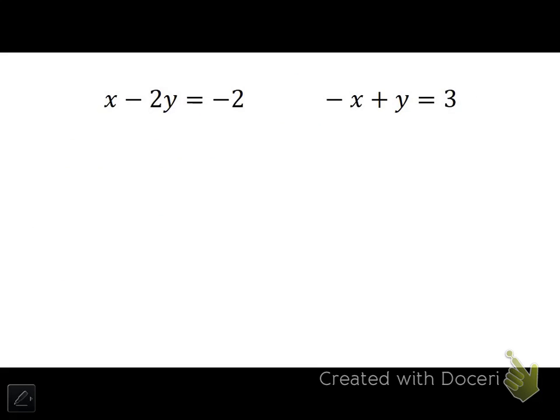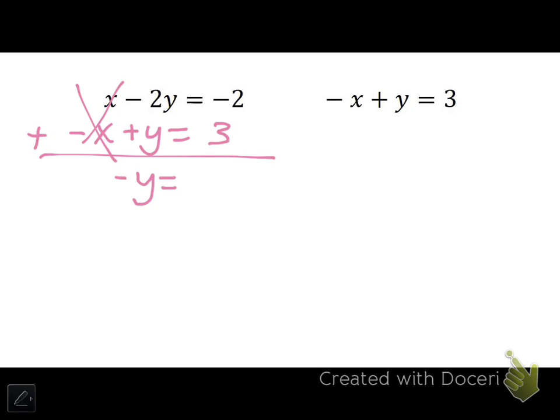Okay, it looks like x and y are on the same side of my equal sign. So do I want to cancel my x's or my y's? It looks like my x's have the same number in front. One's positive, one's negative, so we're good to go. They'll cancel. Negative 2y plus y is negative y. Negative 2 plus 3 is 1. Divide both sides by negative 1 because y is not by itself yet. So y should be negative 1.